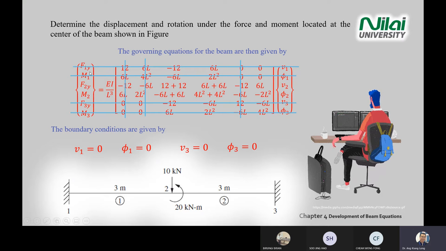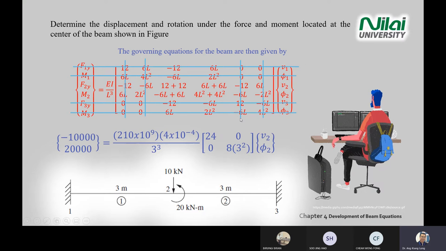So as you can see here, you reduce 6 equations into 2 equations. You only left up F2Y, M2, EI divided by L cubed, and this 2 times 2 matrix and V2 rotation 2. We reduce to this one. Okay?